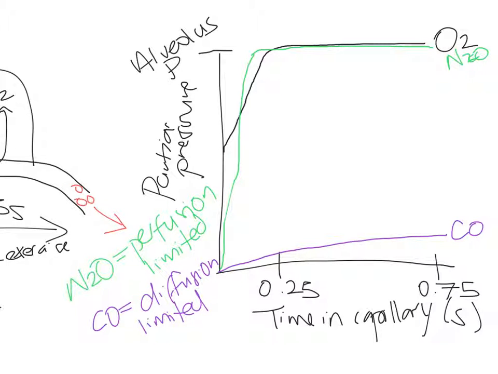So what about oxygen? Is oxygen perfusion limited or diffusion limited? Under typical conditions, the capillary partial pressure of oxygen virtually reaches the alveolar partial pressure of oxygen at about 1/3 of the way along the capillary, so we can say that it is perfusion limited.